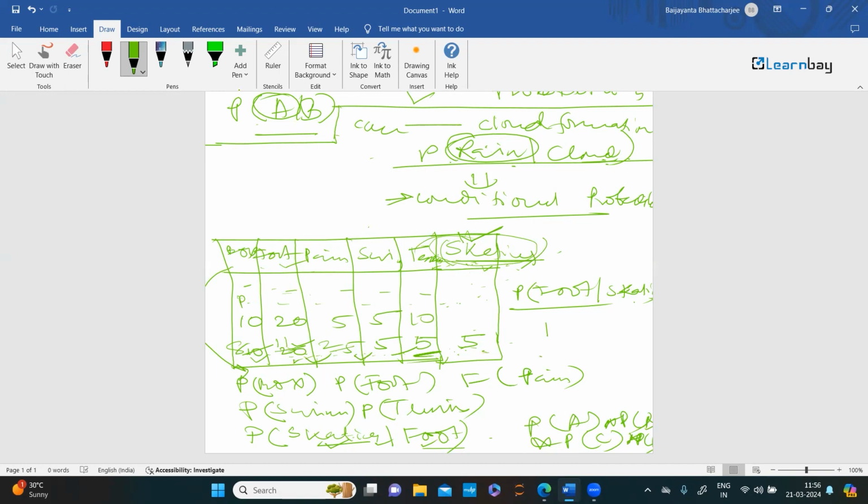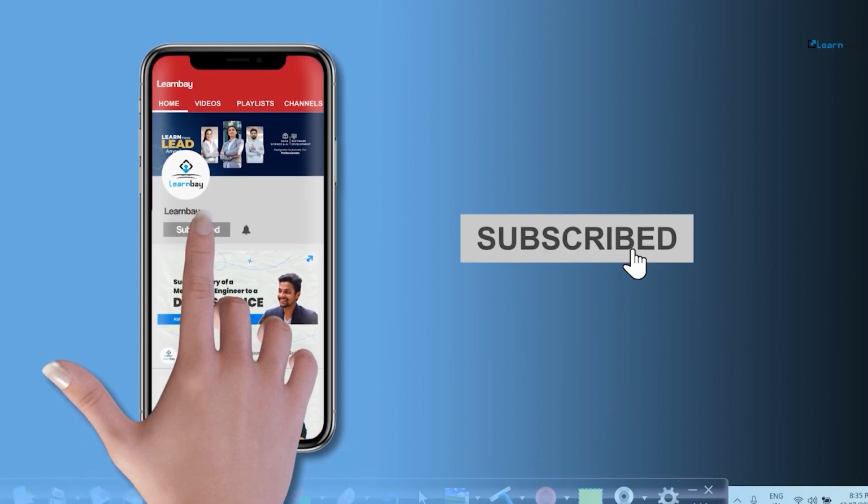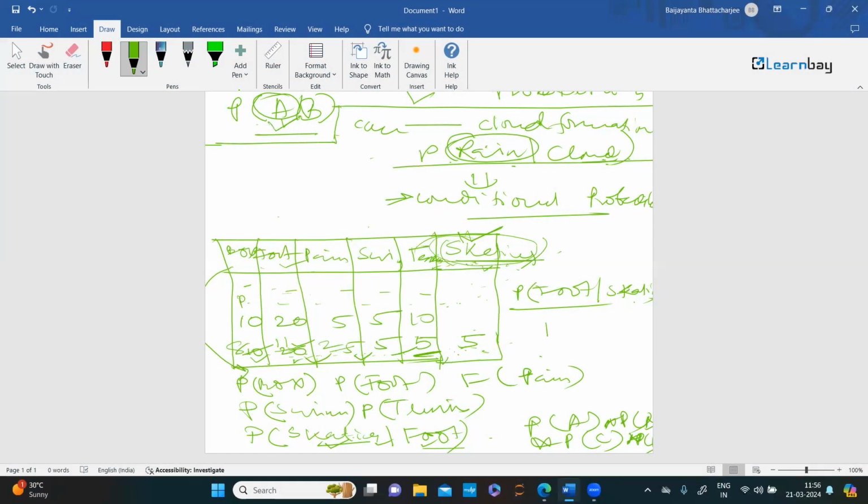Always the focus is on the new event. What is the statement? Bayes' theorem is an extension of the conditional probability. It describes how to update or revise the probability of an event based on new evidence or information. That is the statement for Bayes' theorem. So always the focus will be on the new event that has occurred or the new information that is given to us. Correct?